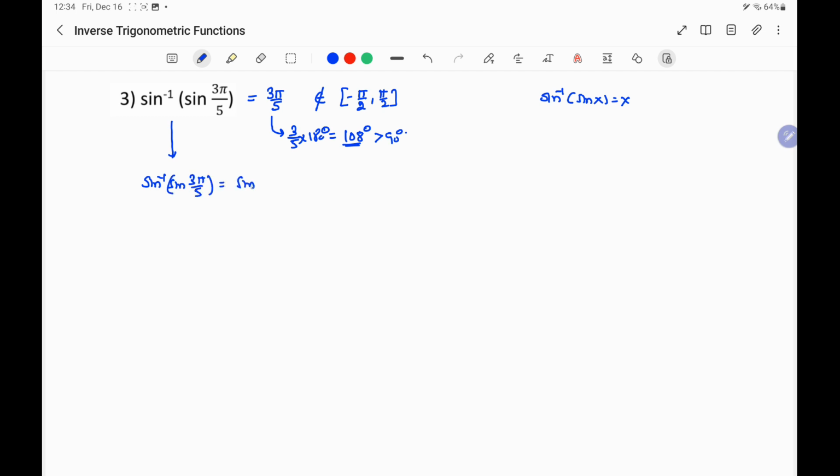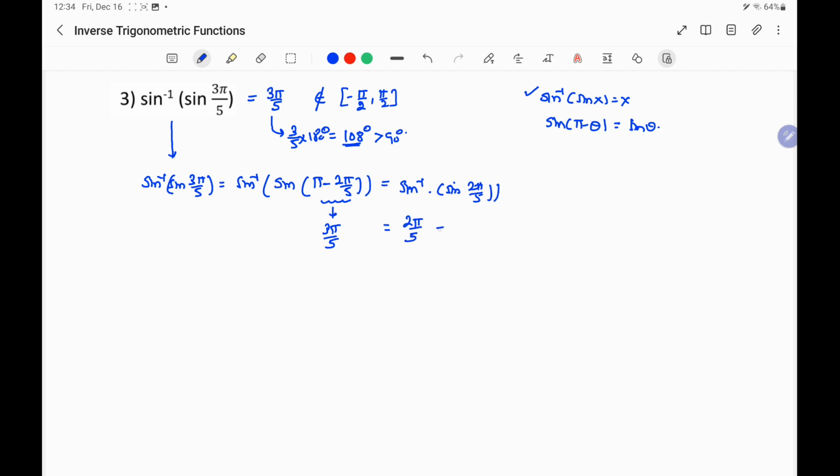We can also write it as sine inverse of sine, and here it is pi minus 2 pi by 5. This pi minus 2 pi by 5 has the same value 3 pi by 5, so there is no difference. And we can use here the formula that sine of pi minus theta is sine theta. So it is equal to sine inverse of sine 2 pi by 5. And now we can apply the formula sine inverse of sine x equal to x. It will be 2 pi by 5.